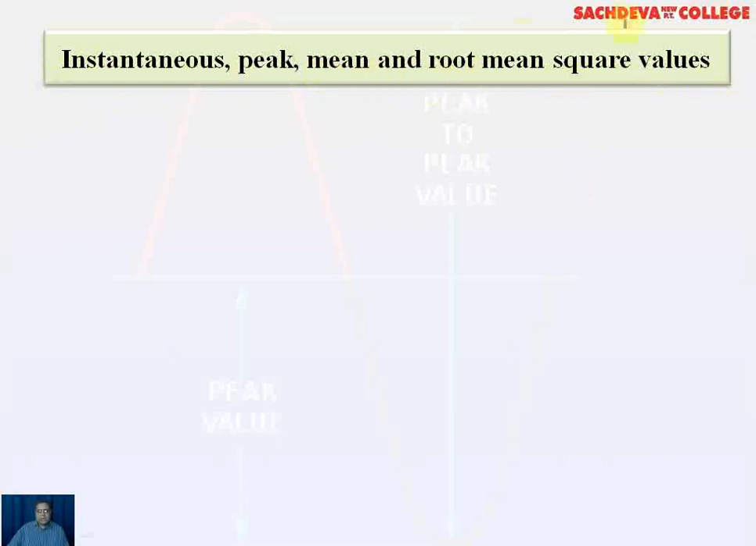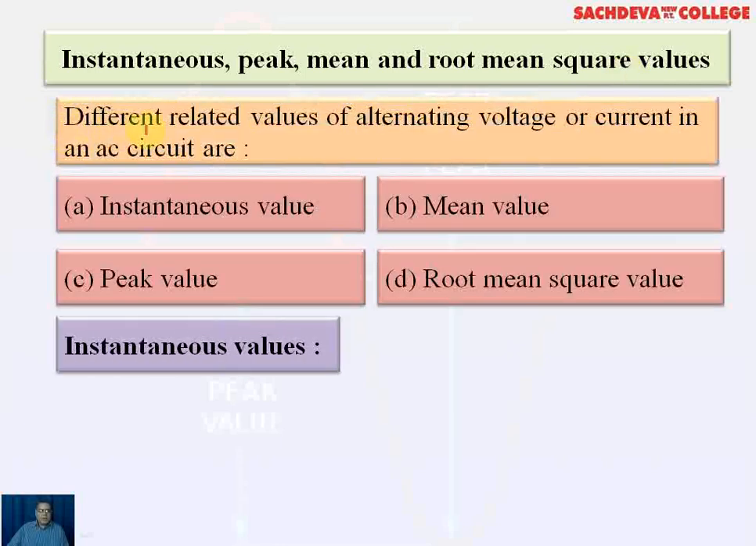Now we have to discuss the instantaneous value, the peak value, the mean, and the root mean square value. You will notice that root mean square value and RMS value are two different things. Root mean square value means we take the mean of the values, whereas RMS value is another name given to effective value. Different related values of alternating voltage or current in an AC circuit are: the instantaneous value, the mean value, the peak value, and the root mean square value, that is RMS value.